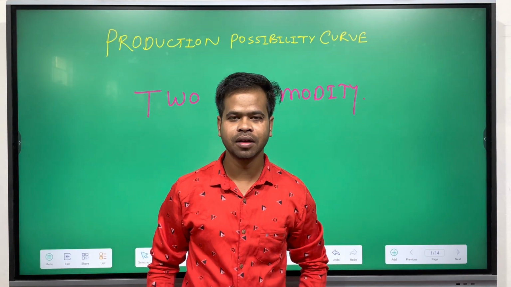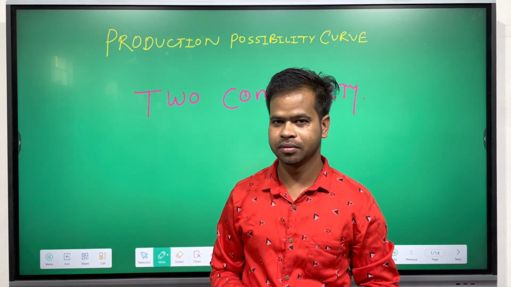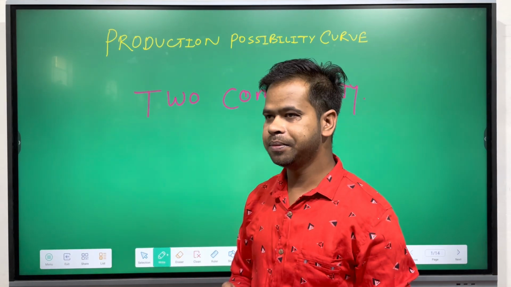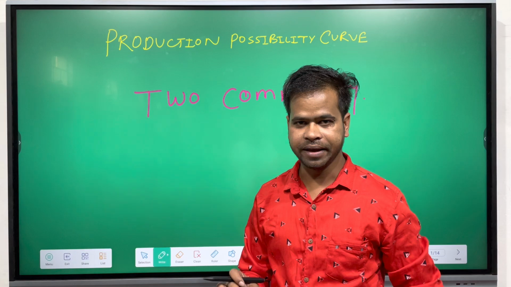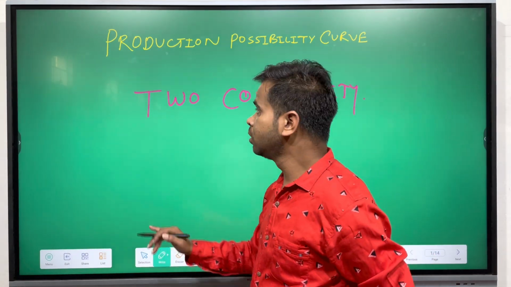Hello everyone. Today we will see the production possibility curve. First we will see two types of production within the same given capital and labor. So let's start the video.